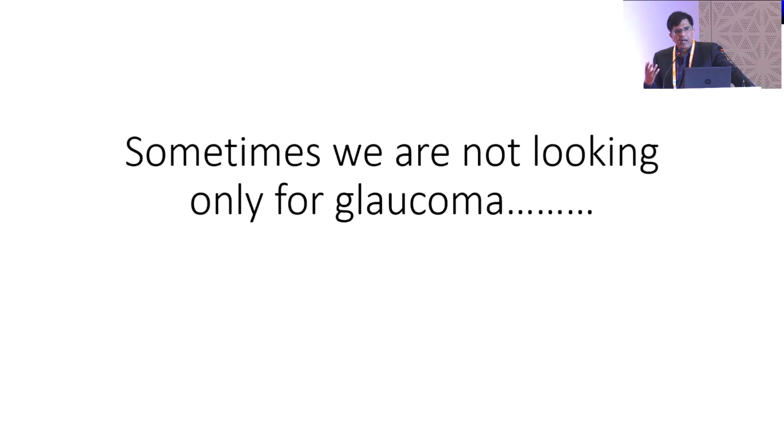A genetic diagnosis actually revealed so much in the family. The child was operated and went on, and for many years, before a genetic diagnosis became evident to us, we were just following this child as a juvenile open-angle glaucoma. So sometimes we are not looking only for glaucoma, we are looking at many other systemic features, and these have to be ascertained, and that can only be done when you're really following up these children well.